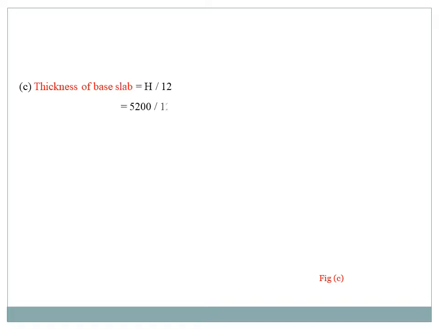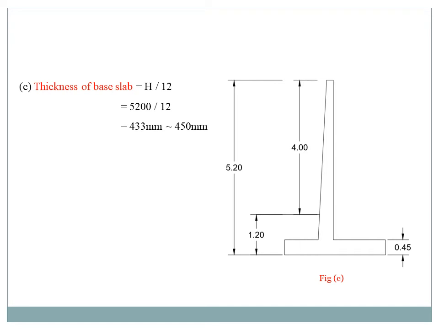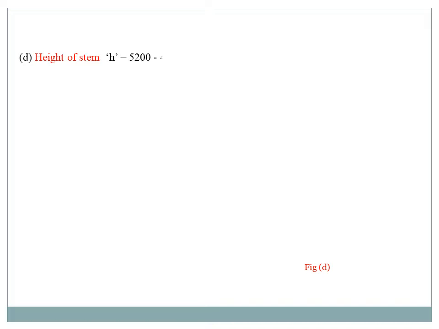The next is the thickness of base slab. It is a simple formula, equal to capital H by 12. Capital H means the overall depth of wall, which we know is 5.2 meter. So 5200 mm divided by 12, we get 433 mm. We can take a rounded value of 450 mm. Just mark the value in our diagram, 0.45 meter.